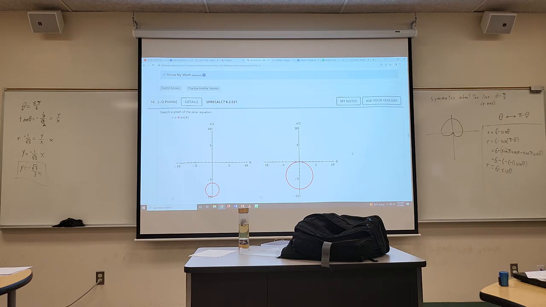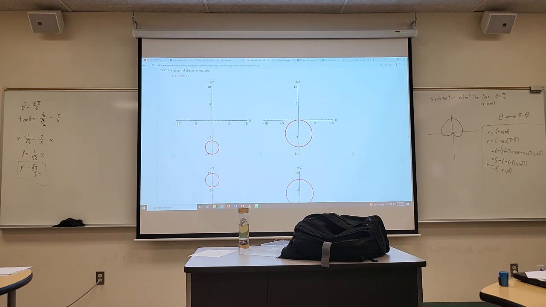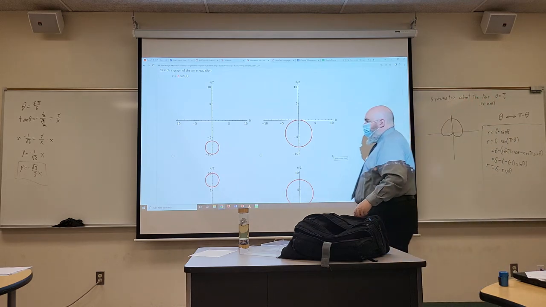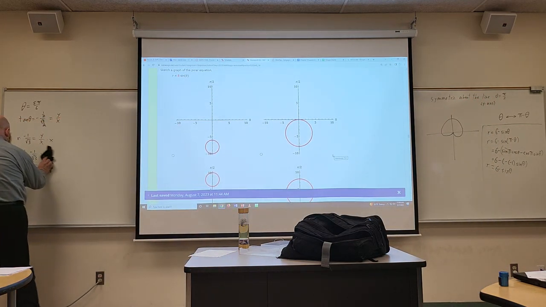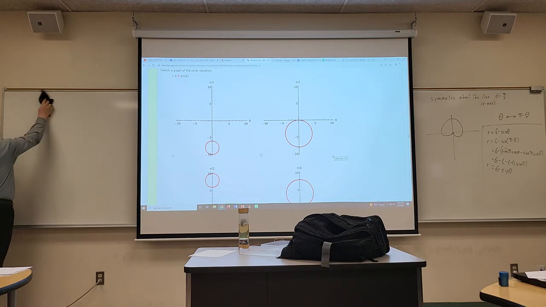Now, what does this look like? r equals 8 sine theta. I was going to say bottom right. I'm sorry, bottom right. So, I need this in rectangular coordinates anyway, so let me just go ahead and do that. If r equals 8 sine theta, how can I transform that into rectangular coordinates?